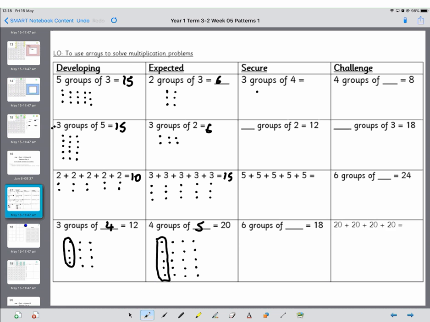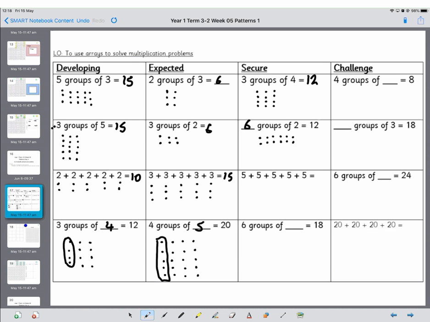So, 1, 2, 3, 4, 5, 6, 7, 8, 9, 10, 11, 12. How many groups of two make 12? So let's do the groups of two. 1, 2, 3, 4, 5, 6, 7, 8, 9, 10, 11, 12. And that would be six groups of two.